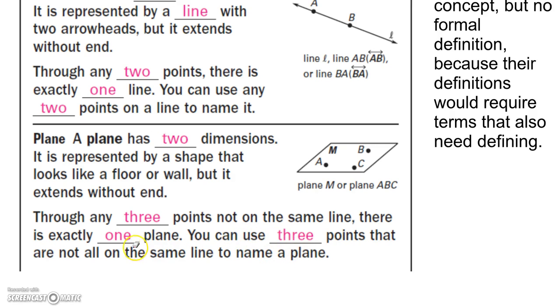So you can use 3 points that are not all on the same line to name a plane. Again, I might have points E, F, G here. If they're non-collinear, if they're not on the same line, then I can use those points to name the plane.